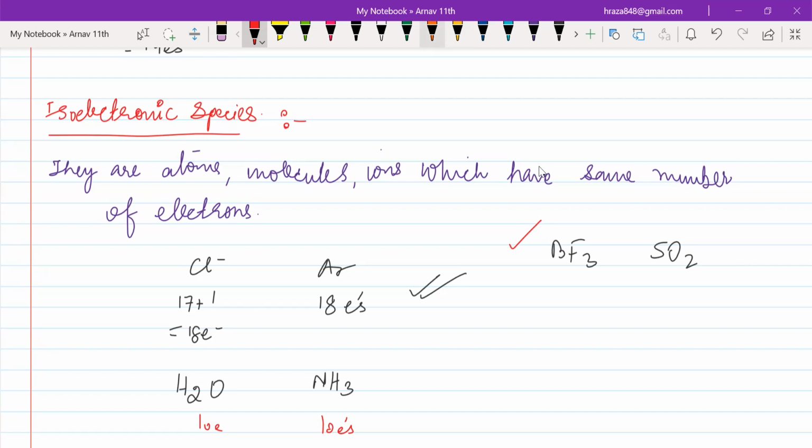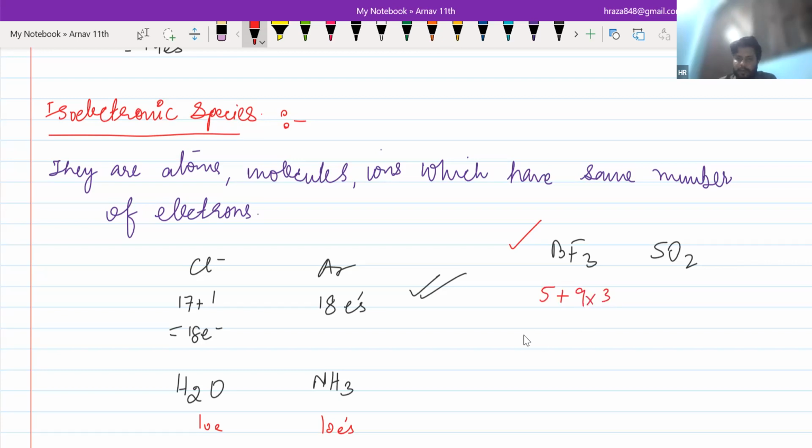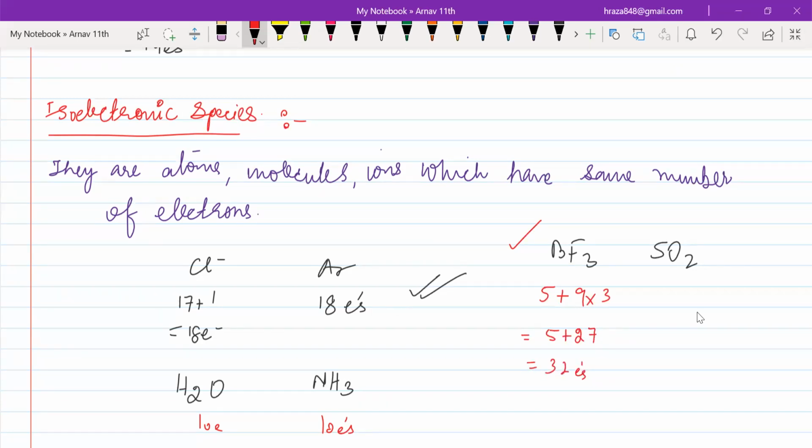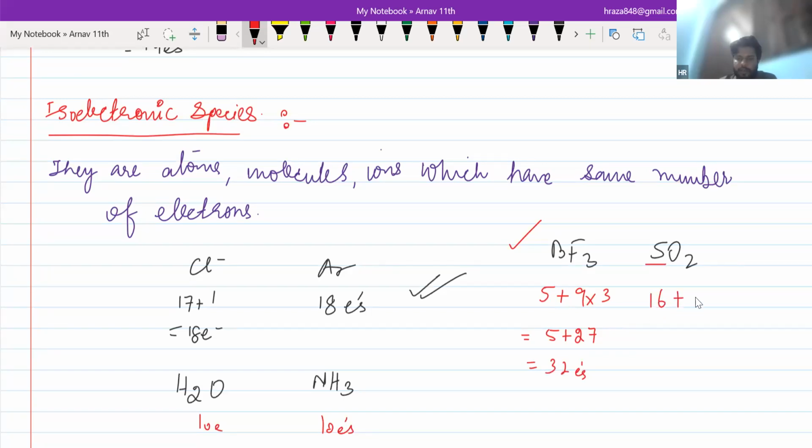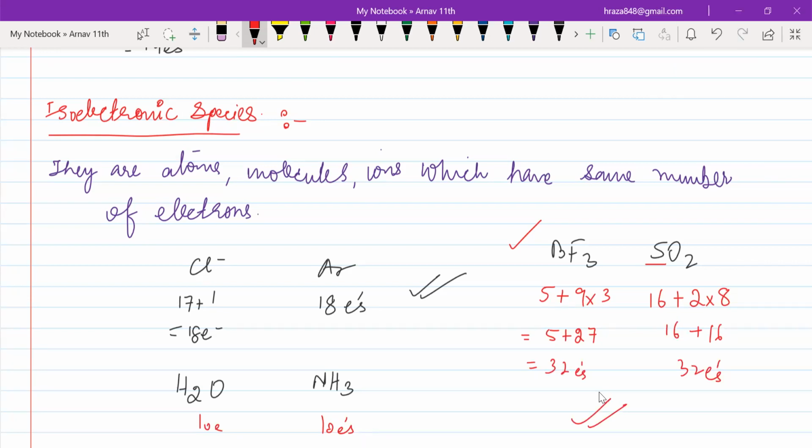Now see, boron has atomic number 5, so the number of electrons will be 5. Fluorine has atomic number 9, so the number of electrons is 9. 9 into 3, so 5 plus 27 equals 32 electrons. Also sulfur has atomic number 16, so the number of electrons is 16, and 2 into 8 is 16, so 16 plus 16 will be 32 electrons. They are isoelectronic. Yes or no? Yes. Very good.